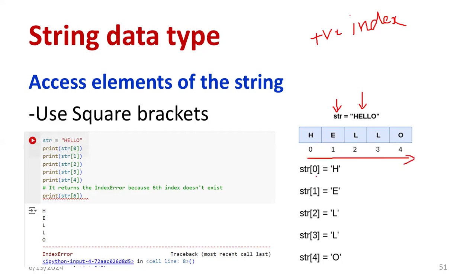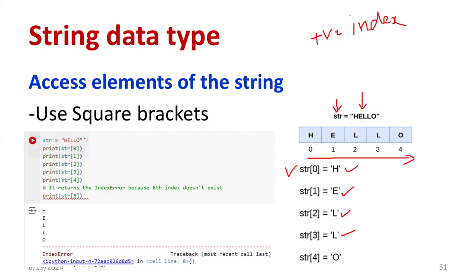For example, we already assigned the variable as str. Str of 0. If I access like str, then put a square bracket, then put 0, that is called indexing. Then I'll be getting the character H. If I talk about str of 1, I'll be getting E. If I talk about str of 2, I'm able to get L. Again, if I talk about str of 3, I'll be getting L. So there is a simple program.